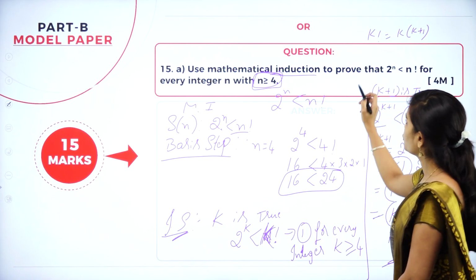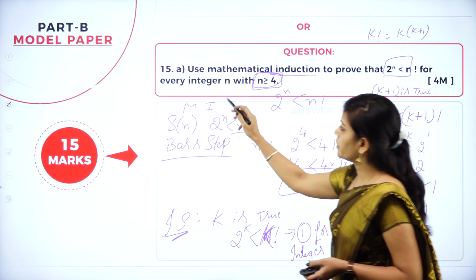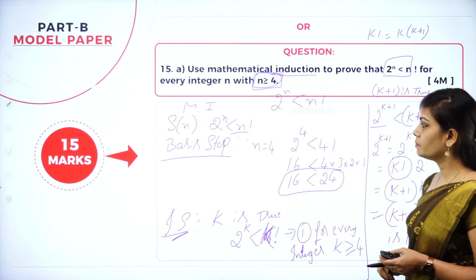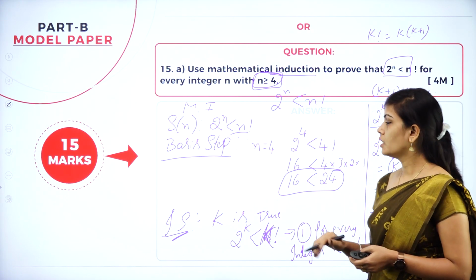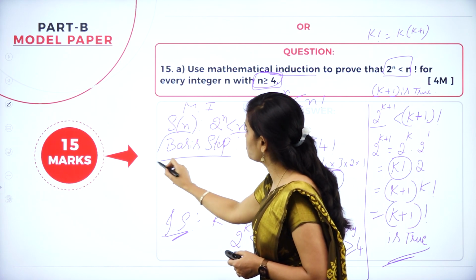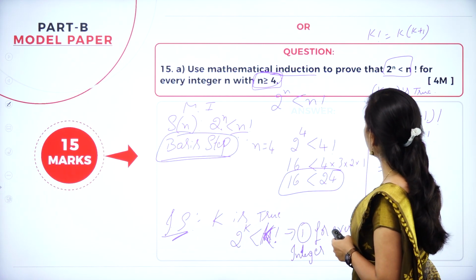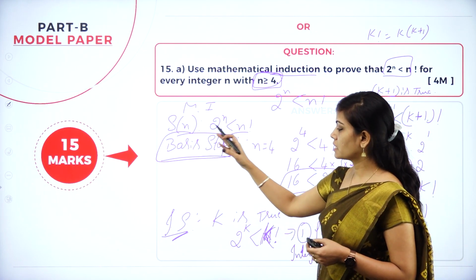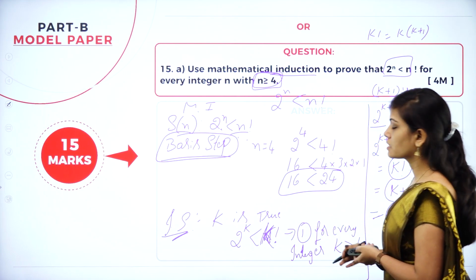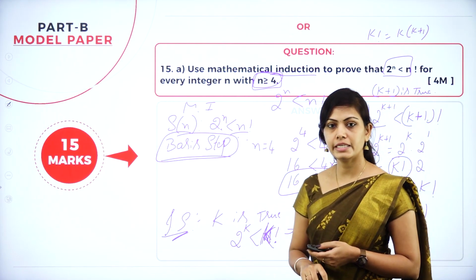So here, 2 power n is greater than n factorial for every integer n greater than or equal to 4. So this is your statement. So this is your proof. In mathematical induction, you have to prove that S of n is true, k is true and k plus 1 is true. That is the basis step, and you have to explain the induction step. Please explain the step properly. Definitely you can score in mathematical induction.